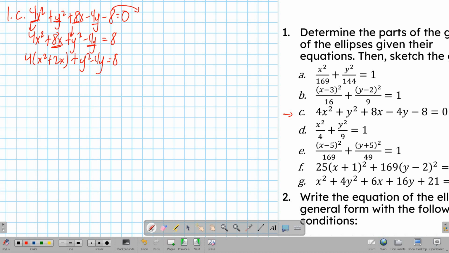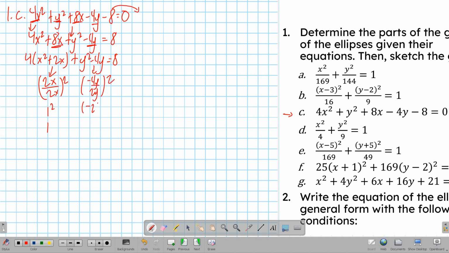Now we can complete the square. So this becomes a square of a binomial. So here, we're going to have 2x divided by 2, then squared. It becomes 1 squared, which is equal to 1. Here, we're going to divide negative 4y by 2, then square it.